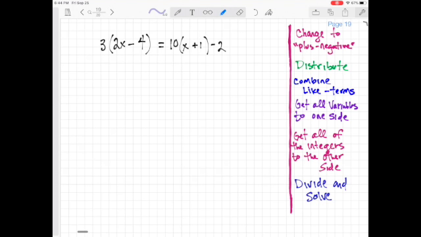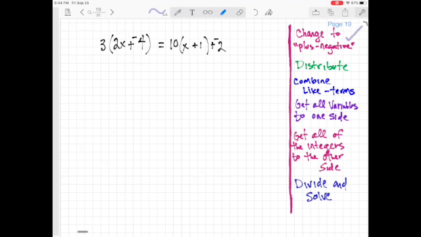So the first thing that I want to do is change all the subtraction to plus negative. So I see 1 right there on the left-hand side. Oh, and I see 1 right there on the right. So I'm going to change that to plus negative 4, and I'm going to change this to plus negative 2.